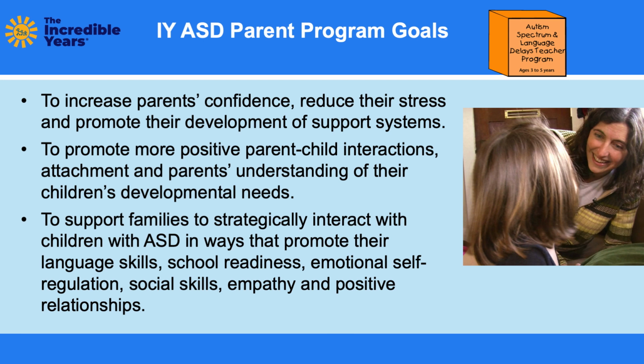We're trying to support parents to strategically interact with children on the spectrum in ways that promote their language skills, their school readiness skills, their emotional self-regulation, their social skills, their empathy, and their positive relationships, so that they can do well when they get in school. Now, I don't know that I've said this, but the program is for children between the ages of 2 and 5 years.